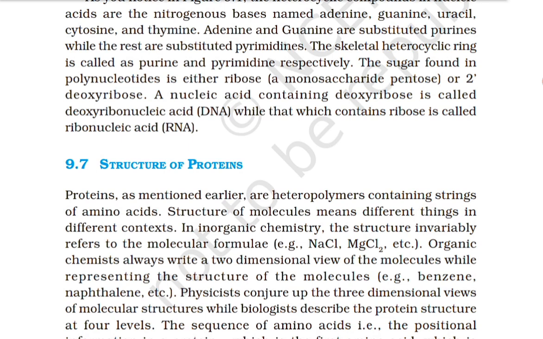Tertiary structure is absolutely necessary for the many biological activities of protein. Which structure is absolutely necessary for many biological activities of protein? Tertiary. The options will include primary, secondary, tertiary, quaternary to confuse you. The correct answer is tertiary.